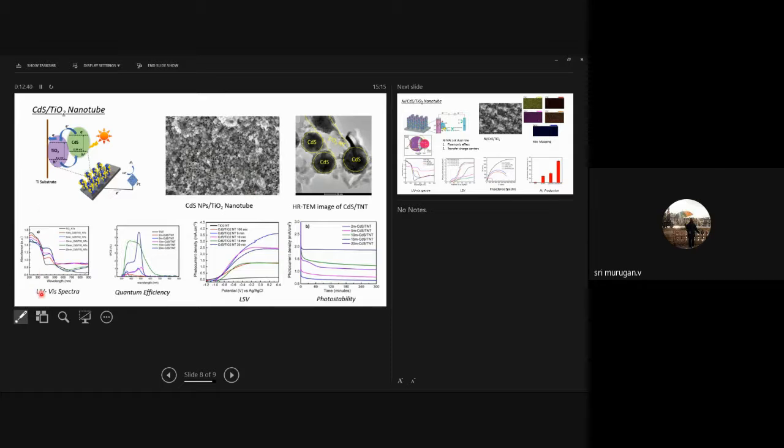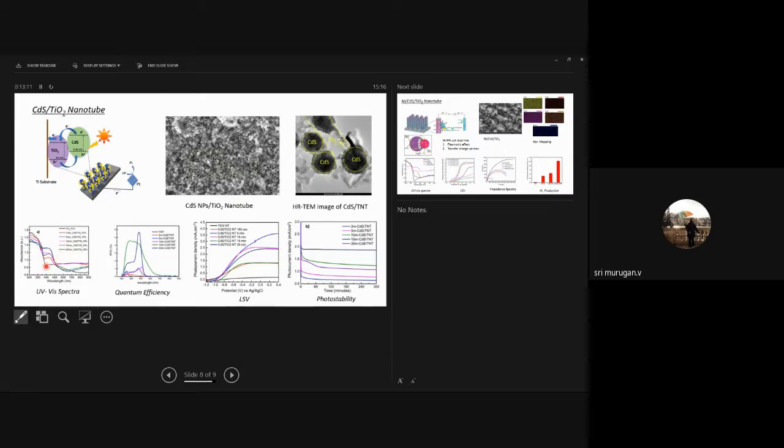So here from the UV spectra we can clearly see this black color line is a TiO2 nanotube. It has an absorption range up to 380 nanometers. So once CdS is deposited, it will extend the absorption range. So I conducted a different experiment. I tried to deposit CdS at different conditions, from 100 seconds to 20 minutes.